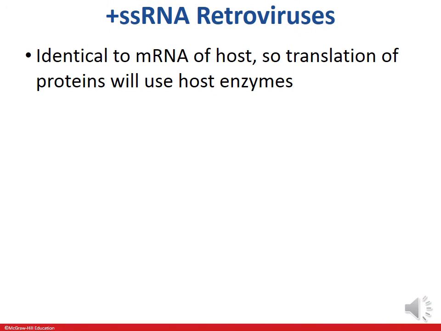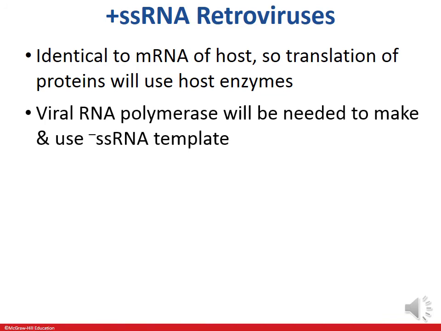There's a special subclass of positive single-stranded RNA viruses called the retroviruses. Again, because they're positive stranded, they are sense viruses, which means they go straight to the ribosome and they can start making proteins using host enzymes. They will also need a viral RNA polymerase in order to make that opposite strand if they want to use that as a template. But where the name retrovirus comes in, right?